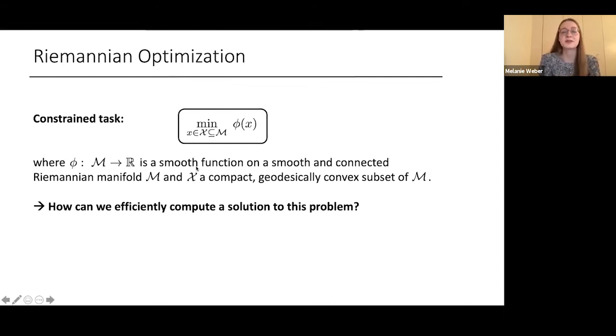And I'm going to spend the remainder of this part of the talk to talk about this work on constrained optimization. So the setting that we're considering here is a smooth function defined on a Riemannian manifold that we want to minimize. And we require the minimum to lie in a compact geodesically convex region on the manifold, which is defined by this constraint set X.